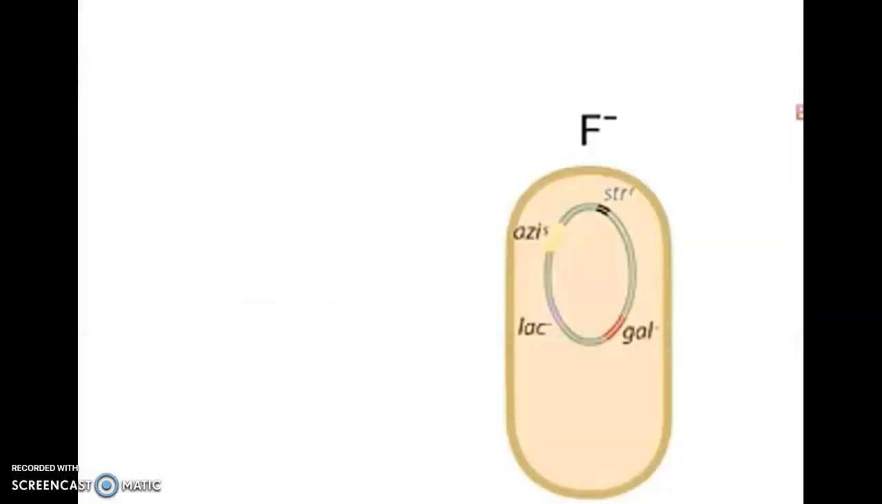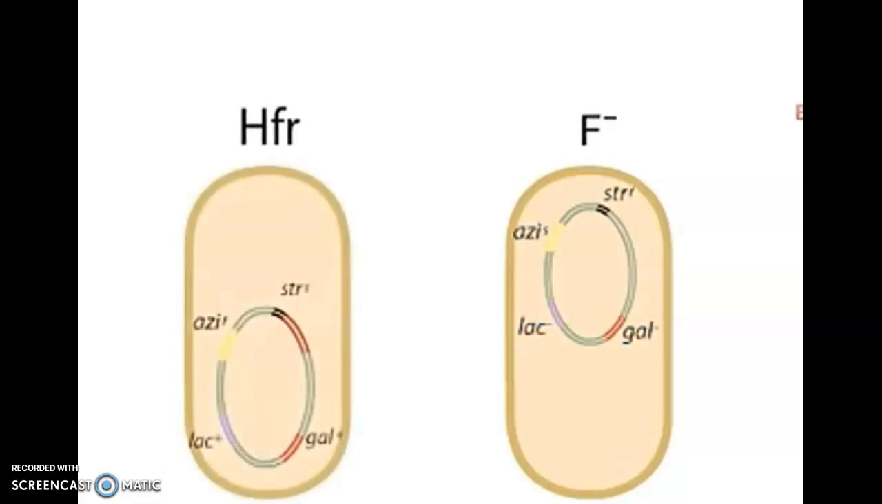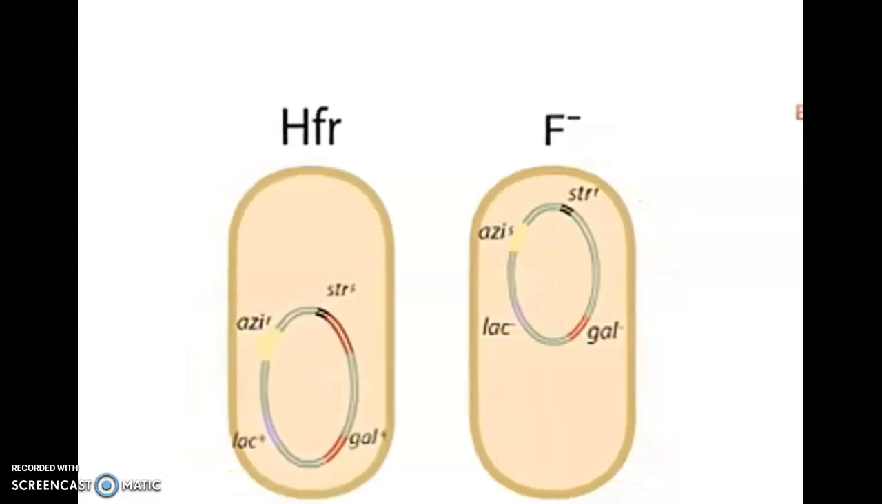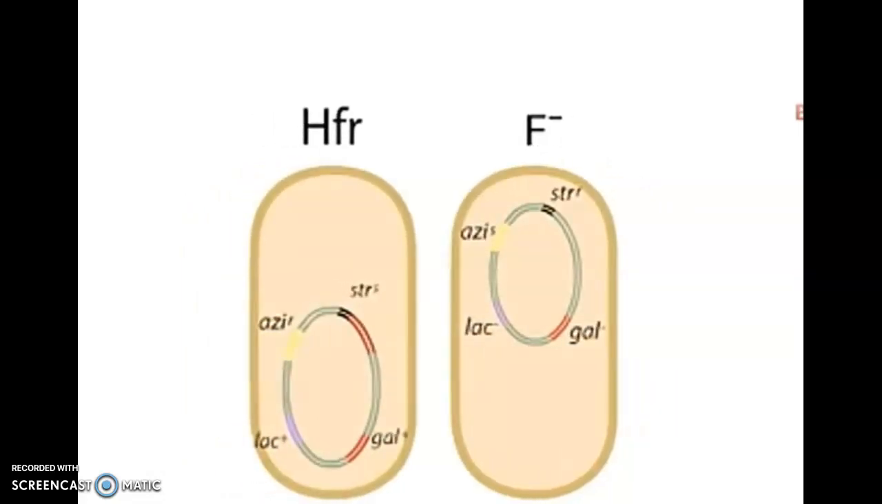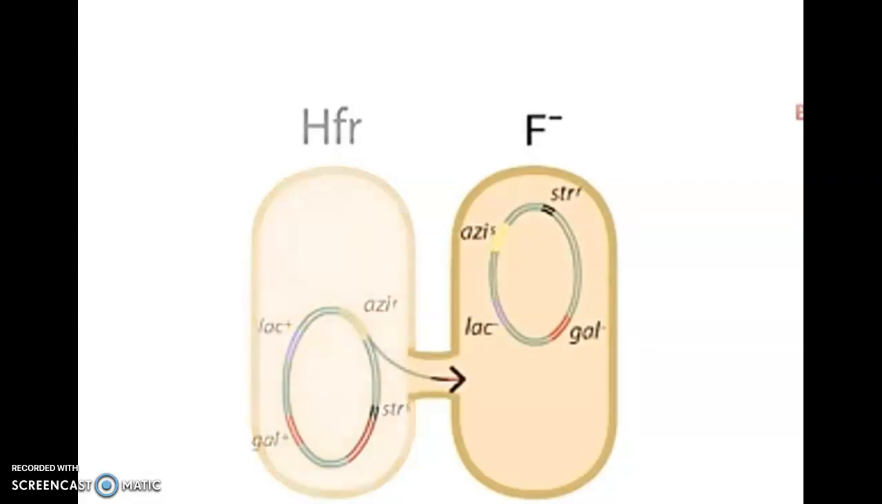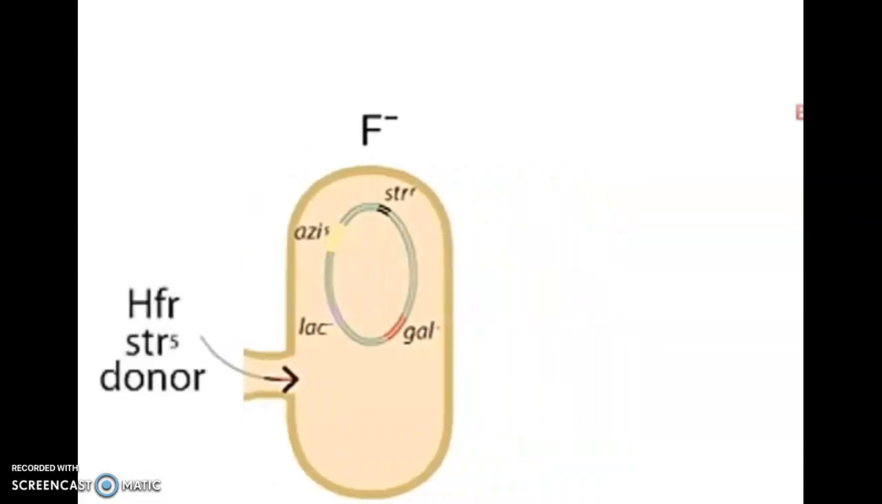We have selected F- cells which are streptomycin resistant and carry these genes, but we have not taken TON here. Anyway, it carries the genes LAC and GAL, and it is allowed to conjugate with an HFR cell which is streptomycin sensitive and carries these wild type alleles. Now, when the conjugation starts, the DNA is nicked at the origin and the DNA strand transfer starts. I hope you remember the conjugation process.